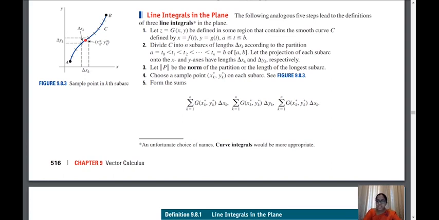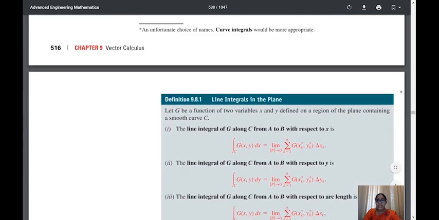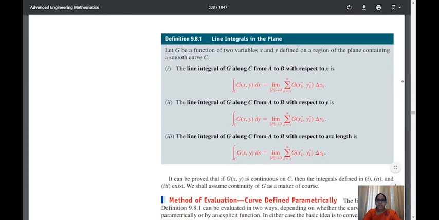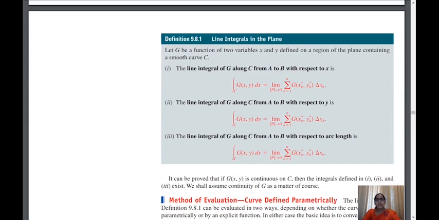Now let us see the definition of line integrals in a plane. If g is a function of two variables x and y, which is defined on a region of the plane containing a smooth curve c, then the line integral of g along c from point A to B with respect to x is the integral over c of g(x,y) dx, which will be equal to the limit as norm p tends to 0 of the summation k equal to 1 to n of g(xk*, yk*) into delta xk.